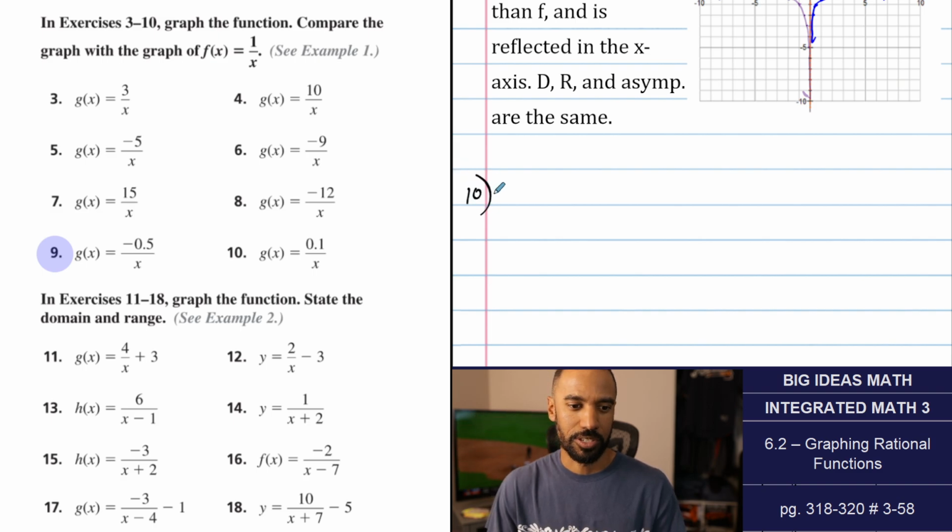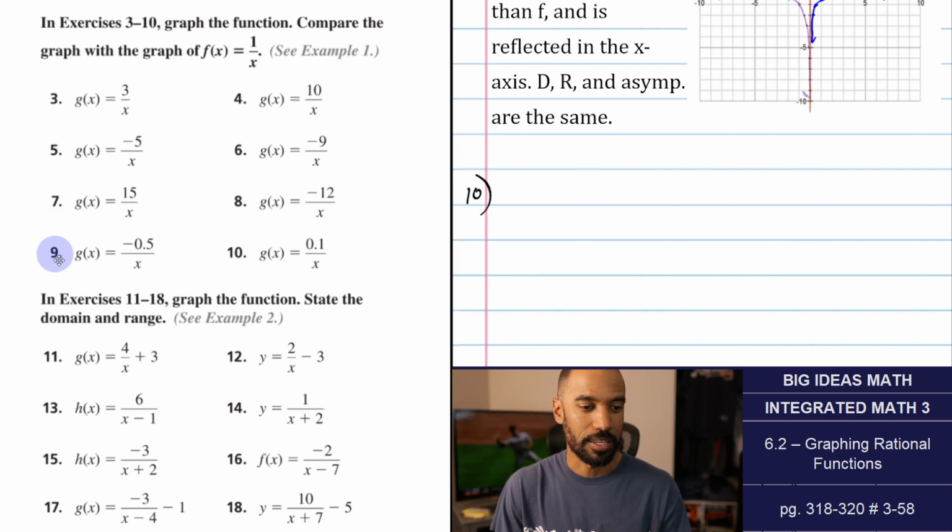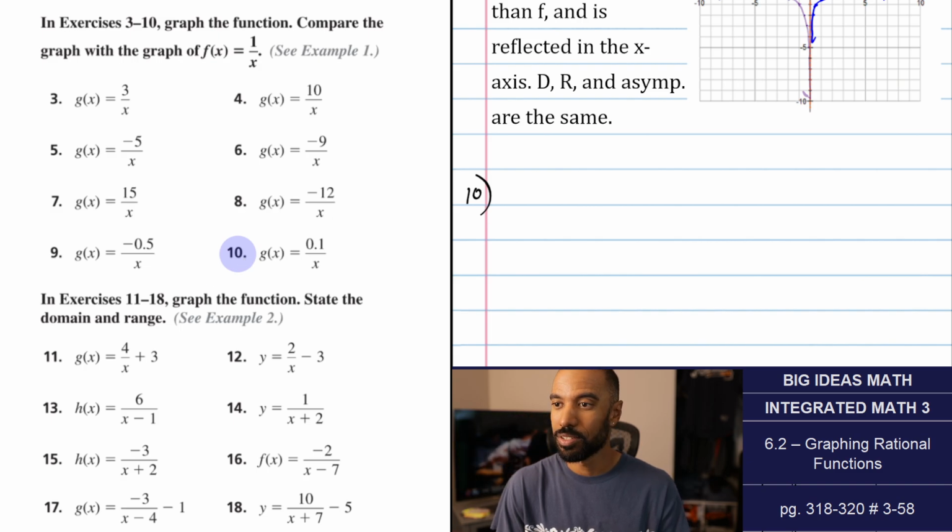Yeah, this is going a while, guys. We're going to number 58, right? So number 10, and these are the easy graphs, I guess.